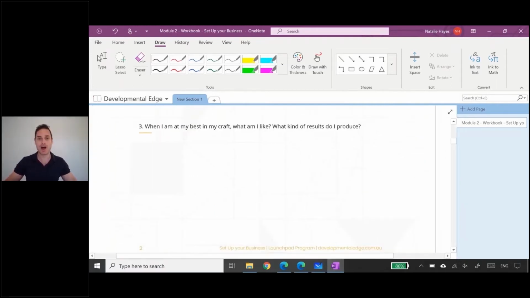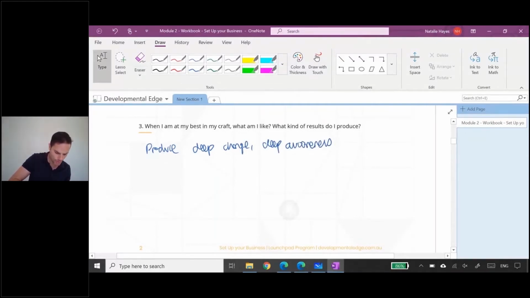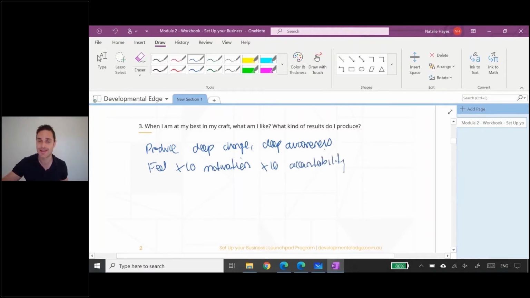Now we want to move on to number 3, which is about us. When we are at our best, what are the kinds of results we produce? What are we like? So I know that when I'm at my best, I produce deep change, deep awareness. I help my coachees feel 10 times motivation and 10 times accountability. Just jot down what are some of the results you produce when you're at your best? And what are you like?